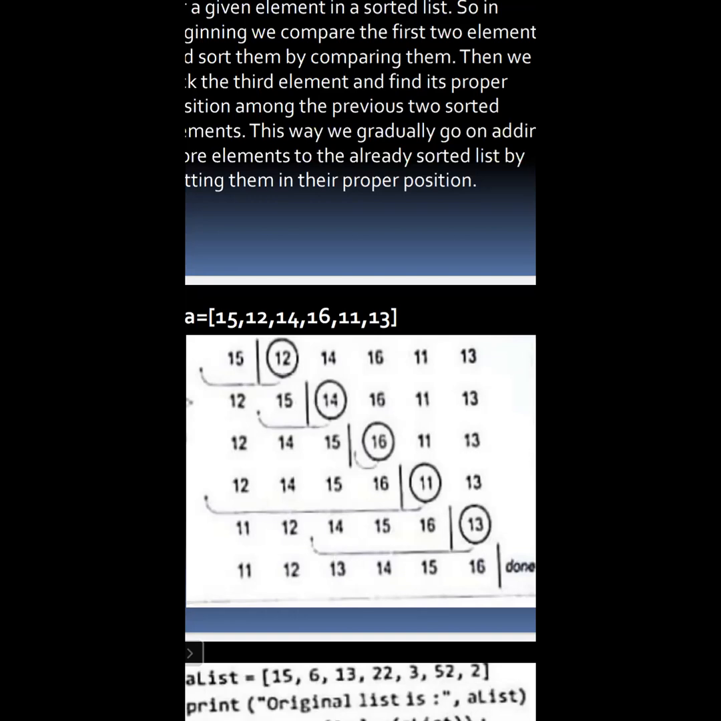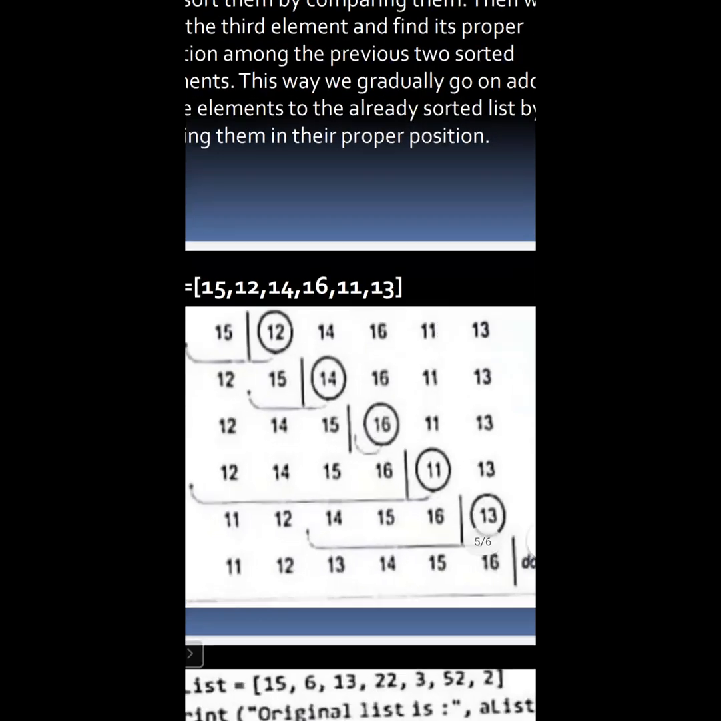11, you can see the fourth line. Listen, students. Check the fourth line of the slide: 12, 14, 15, 16, 11, 13 are there. So 11 is the circled element. That is the current element. 11 want to compare with 16. Condition true or false? 11 lesser than 16. True, sir. Condition true. Then 11 will be inserted in the 16th position.